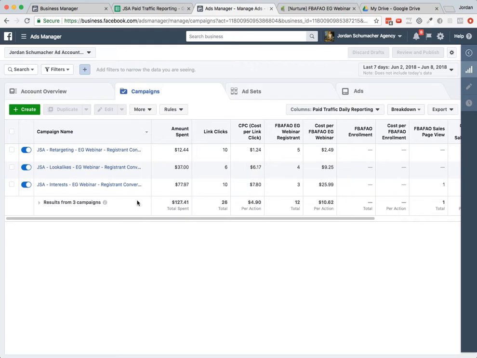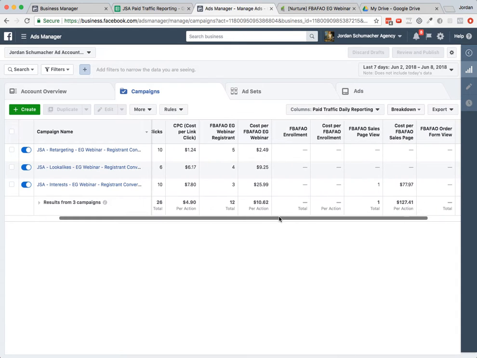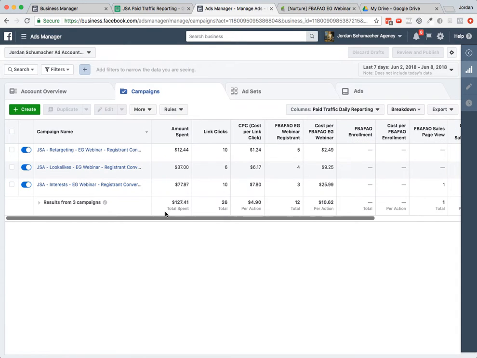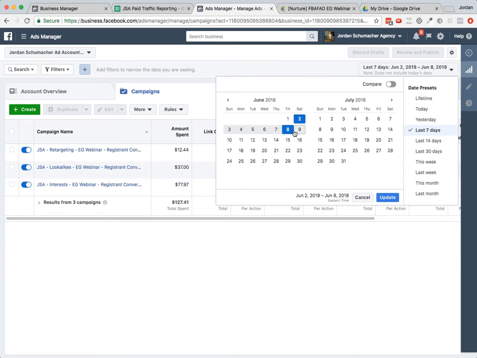That's part of the reason why you always want to launch at a relatively low budget, because they need to run for a few days, and if you're at a high budget, you can blow through a lot of money on ads that you're going to kill anyways. So anytime you're making optimization decisions, you always want to be looking on a last 7 days basis.